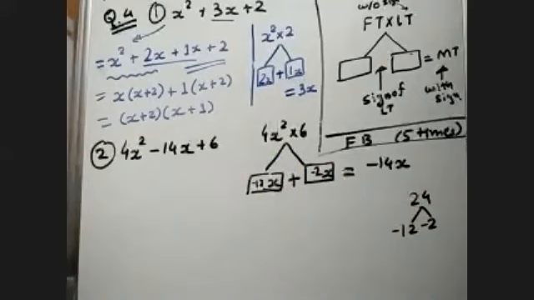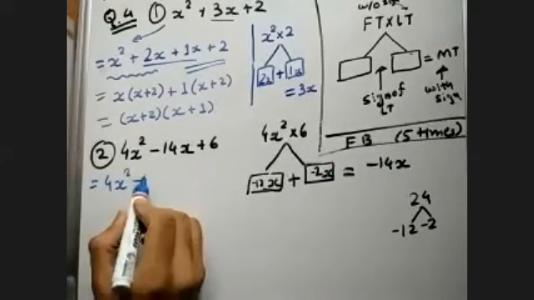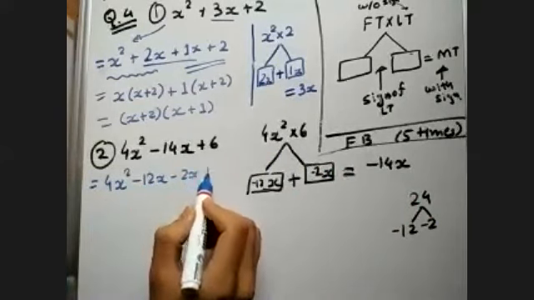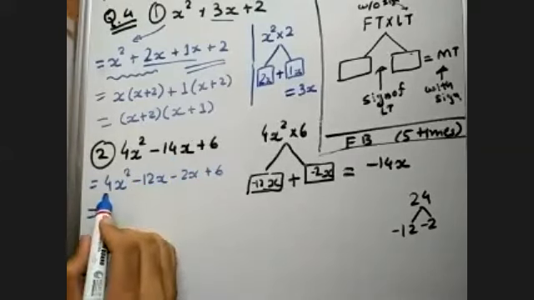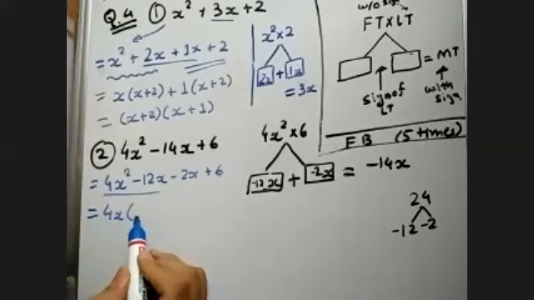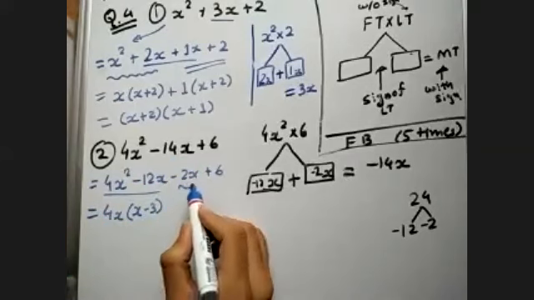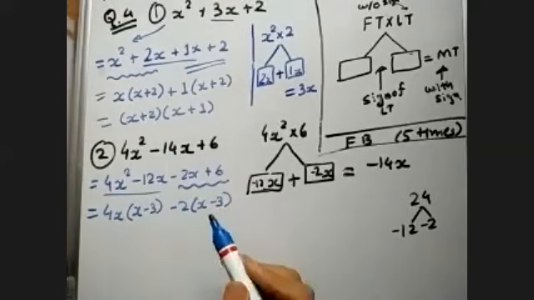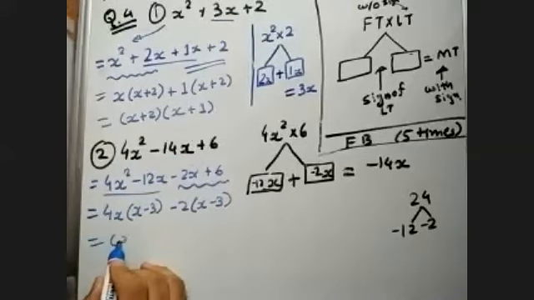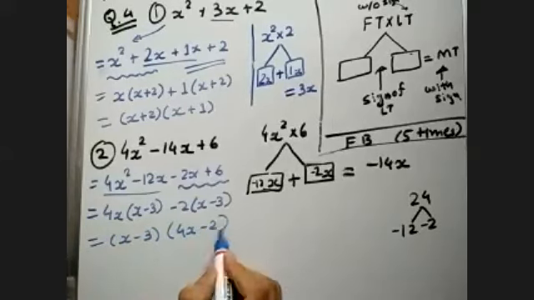So here this will become 4x square minus 14x will become minus 12x minus 2x plus 6 is equal to, from both of these, if I am taking 4x as common, this is x minus 3. From both of these here, if I take minus 2 as common, this is x minus 3. And if I am taking x minus 3 as common from all these terms, in the second bracket I will be left with 4x minus 2. So is it clear now?